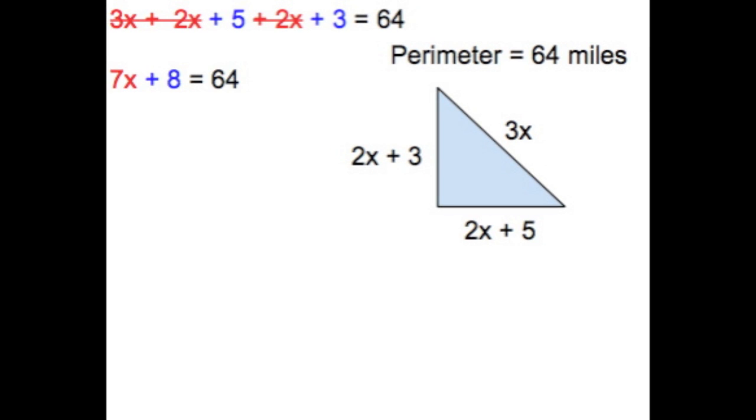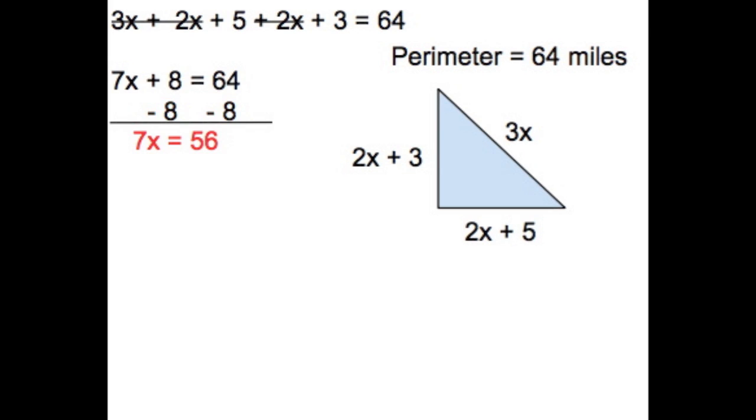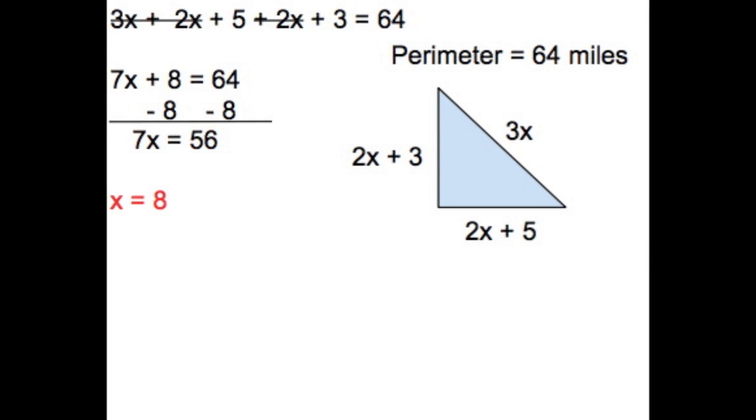After simplifying the left side of the equation, we have 7x plus 8 equals 64. Now we can take away 8 from each side of our equation, leaving us with 7x equals 56. After dividing each side by 7, we know that x equals 8.